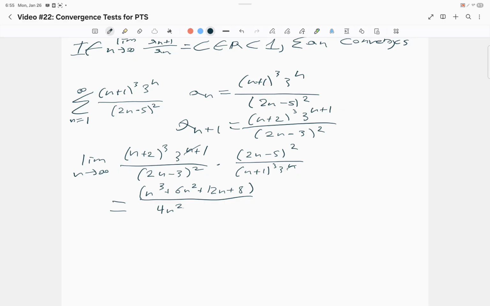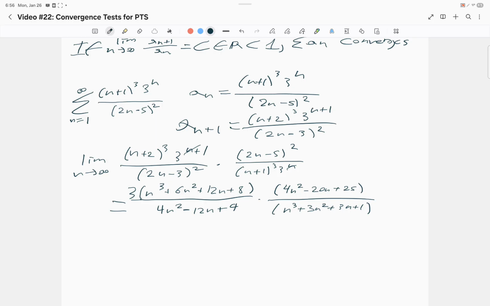So we have 4n squared minus 12n plus 9. Then over here, we get 4n squared minus 20n plus 25 over, and don't forget the 3. Don't forget that 3. And then this is just what we had before.